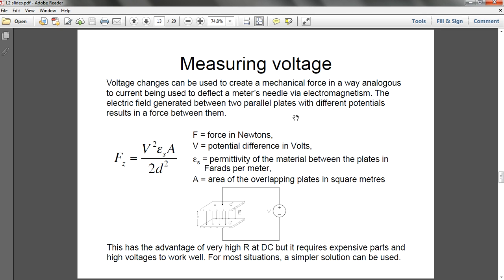So now we talk about voltage. Voltage is dependent on the force, which equals V squared, the potential difference, and then permittivity, area, and d squared is the distance. So this has the advantage for a very high R, very high resistance in DC. So high R in this case is actually what? It's the distance between these two plates.